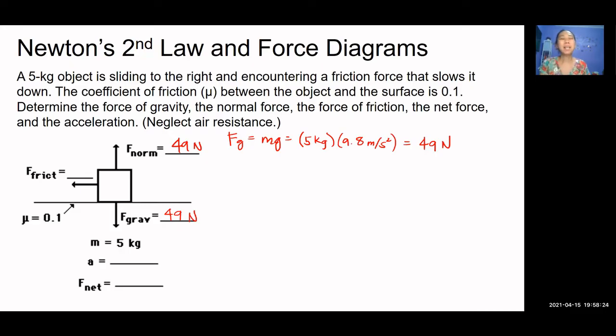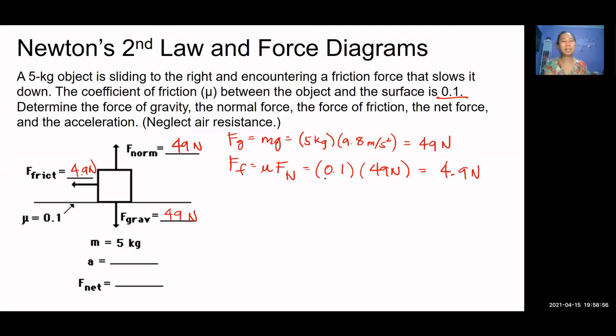Okay? So next one, pwede nating makompute dito yung ating friction. So yung friction natin, remember, ang formula natin for friction is mu times Fn. So substitute lang natin. So ang mu natin dito, sabi dyan, we have 0.1. Multiply lang natin yung normal force natin, which is equal to 49 newtons. And sa calculator, ang makuha nating sagot dito is 4.9 newtons.